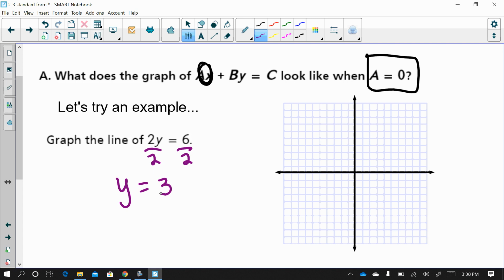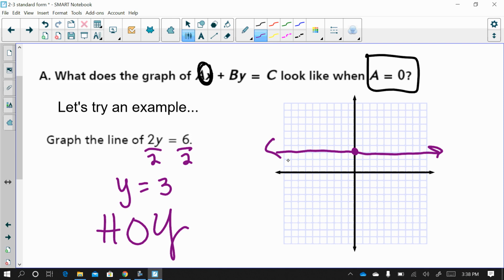Now this is a special kind of line. y equals a number. Oh, that sounds like y. That is a horizontal line. So I'm going to go up to where y is 3. So 1, 2, 3. And it's just a horizontal line straight through there. And that's all there is.